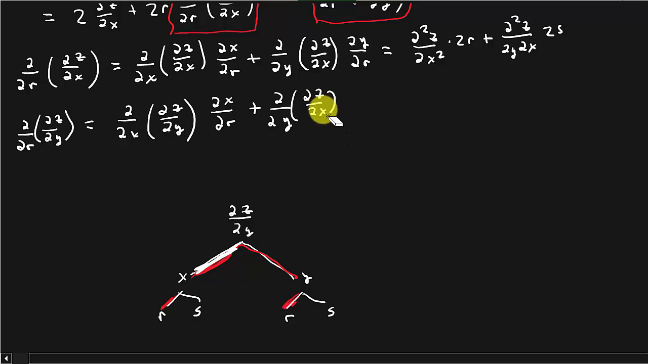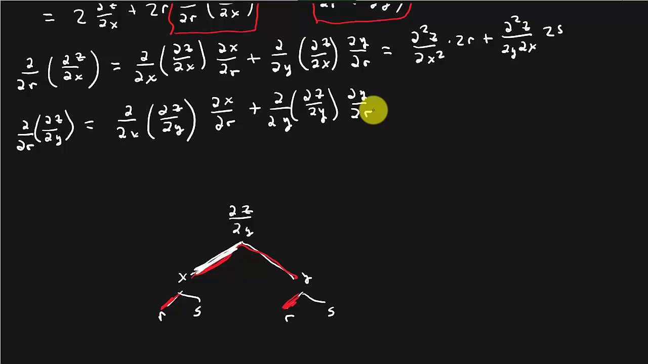I'm sorry. I wrote that wrong, didn't I? That should be a y, not an x. All right. Times the partial of y with respect to r. All right. So hopefully that makes sense. Okay? I hope that makes sense.